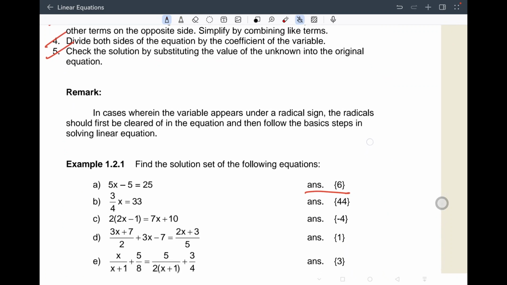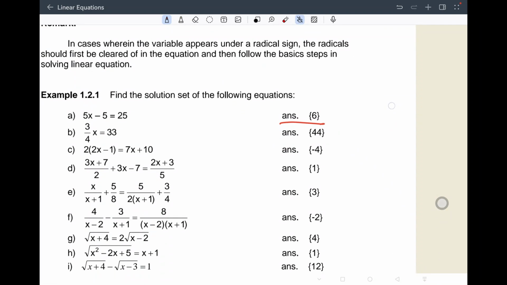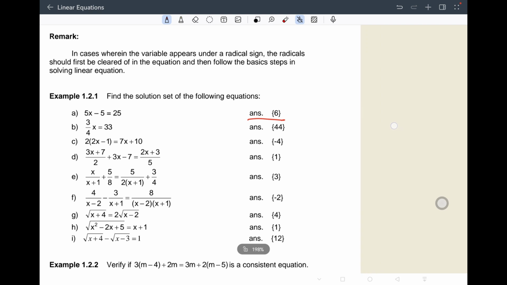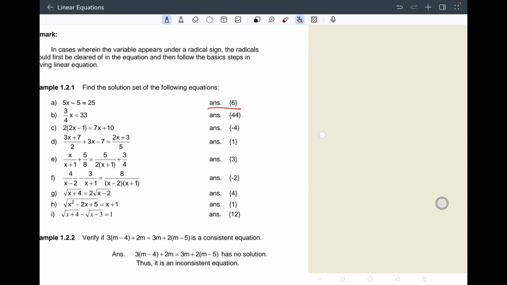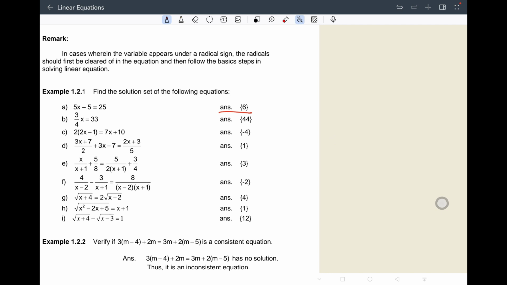Okay, so let us try to solve the root or the solutions or solution set of the following equations in example 1.1. Let's try to solve the first equation. So the answers have already been stated, but let's just try to prove and try to follow the basic steps in solving linear equations and try to prove kung tama nga ba itong solution na nandito.